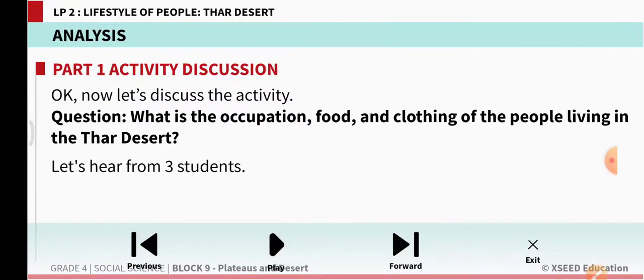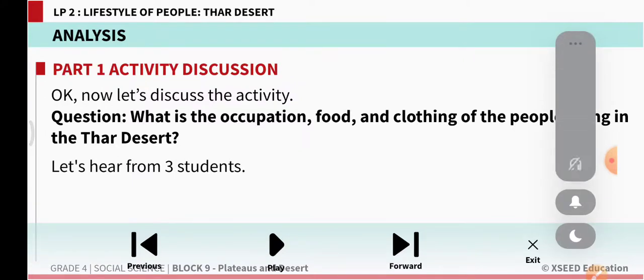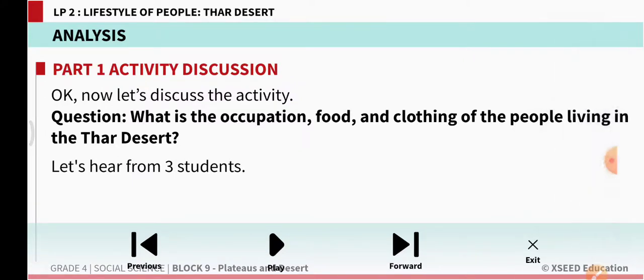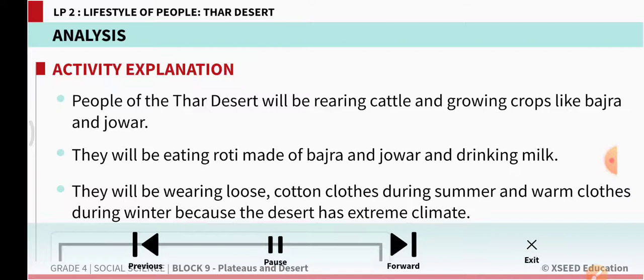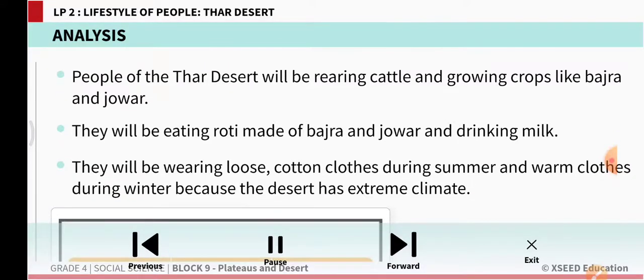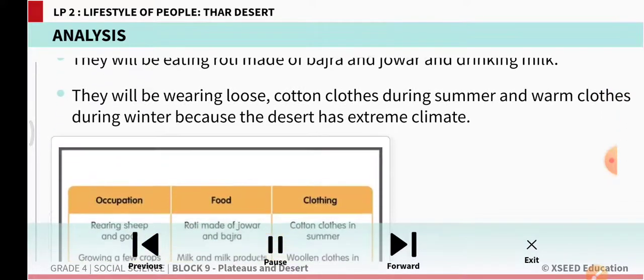Okay. What is the occupation, food and clothing of the people in the Thar desert? What do they eat? What do they wear? And how do they live in the Thar desert? People of the Thar desert rear cattle and grow crops like bajra and jawar. They eat roti made of bajra and jawar and drink milk. They wear loose cotton clothes during summer and warm clothes during winter because the desert has an extreme climate.